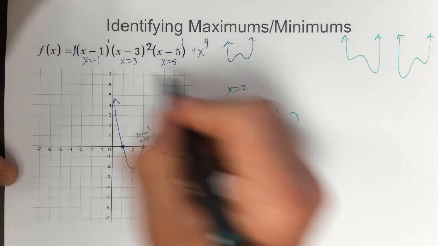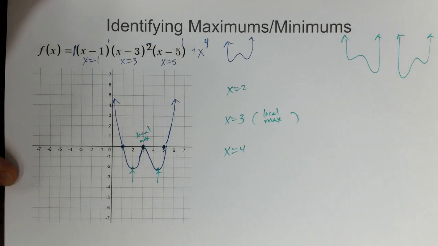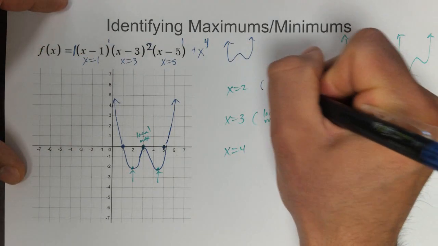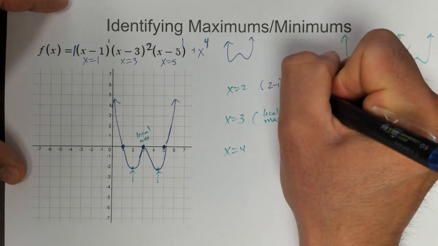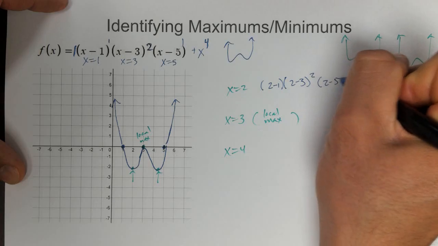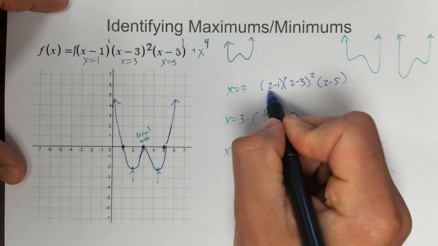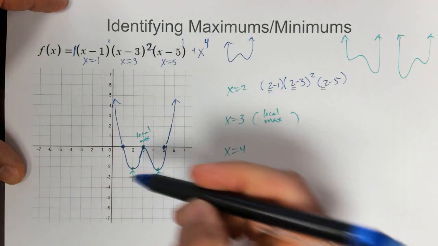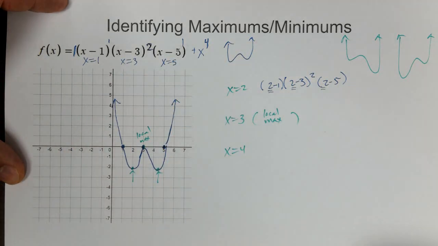So let's plug in 2 into the equation, right? I'm going to plug 2 into every x value that you see here. 2 minus 1, 2 minus 3 squared, and 2 minus 5. I'm plugging 2 in for every x as my input. And then the output of the function will tell me how low to graph it on the graph.